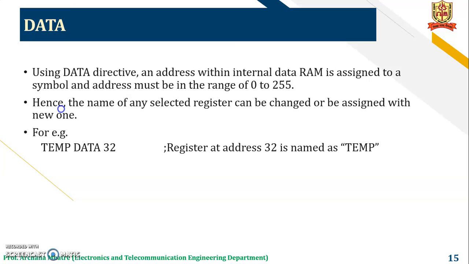Next directive is data. Using the data directive, an address within the internal data RAM is assigned to a symbol, and addresses must be in the range of 0 to 255. Hence, the name of any selected register can be changed or assigned a new one. The example of the data directive is temp data 32. That means the register at address 32 is named temp. So this is the data directive.